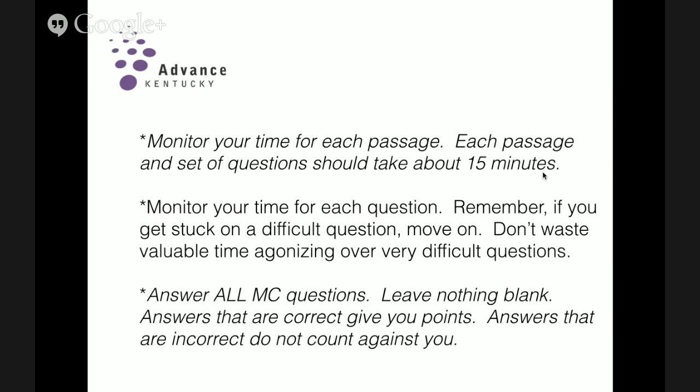And that's the last thing I want to say about that. Answer all of the multiple choice questions. Leave nothing blank. Answers that are correct will give you points, and answers that are incorrect don't count against you. So there's no reason on this exam to leave anything blank.